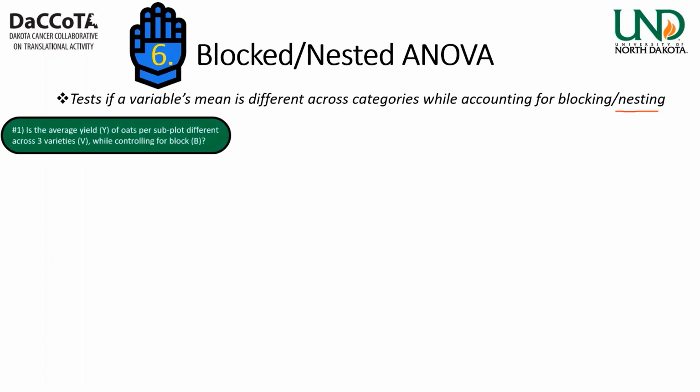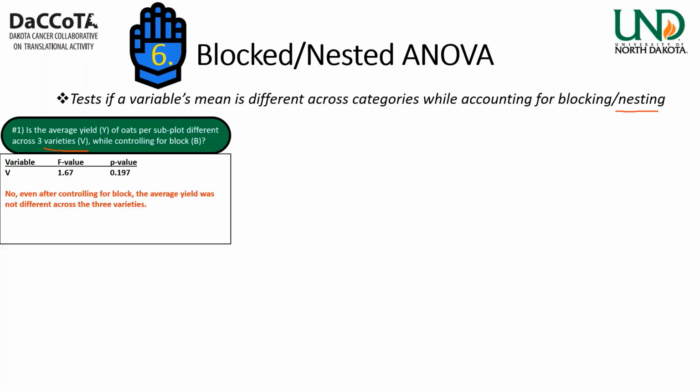So example 1 is, is average yield of oats per these different subplots different across 3 varieties of oats? Those are the thing we care about, while controlling for the block it comes from. So we get our variable, and now we don't really include our blocking variable in our variable list. You can do some comparisons to see whether blocking mattered or not, but we're not getting into that here.